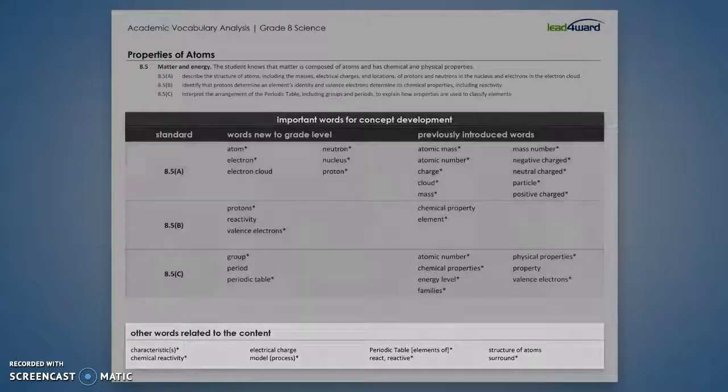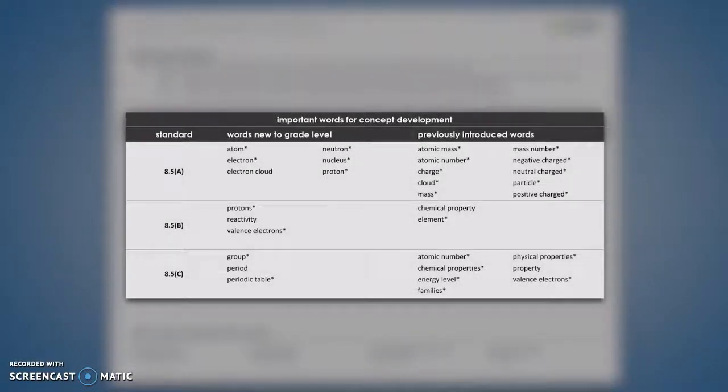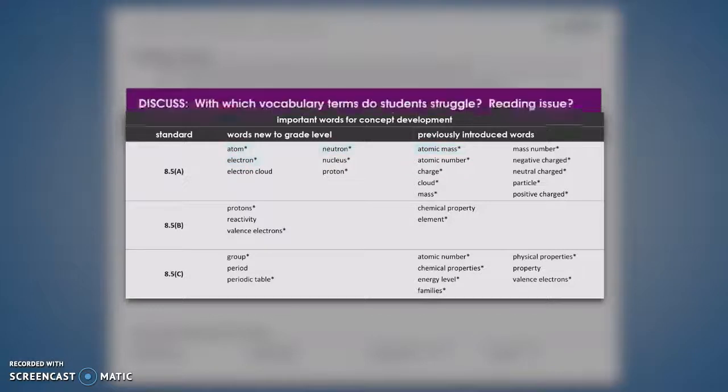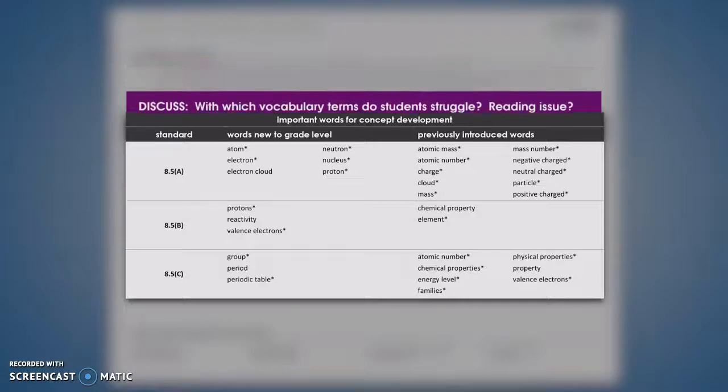As we read this example, we see there are several academic terms included from the content and specificity, such as atom, neutron, electron, atomic mass, etc. As a PLC, we'll want to discuss with which of these vocabulary words do our students struggle. Is it a reading issue? Are there conceptual issues that are evident in the times our kids experience difficulty?